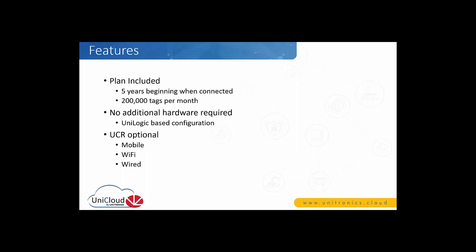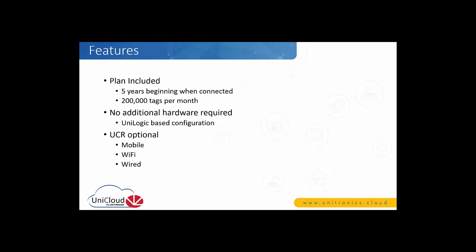Along with existing units that are in the field that can be added via a subscription, we also have a new UniStream available that is a C model controller that comes with a built-in 5-year subscription that begins when connected. This allows for 200,000 tags per month. No additional hardware is required, and this is Unilogic-based configuration from the software to the cloud.